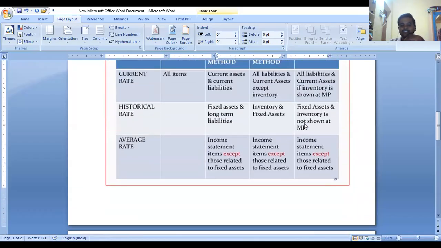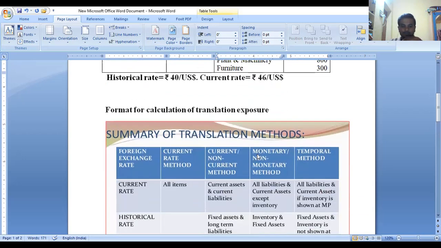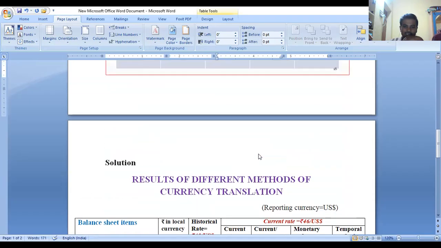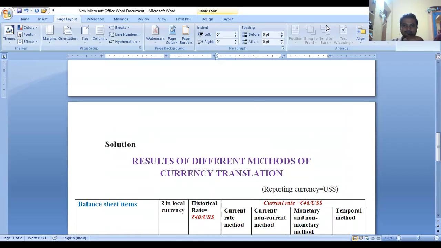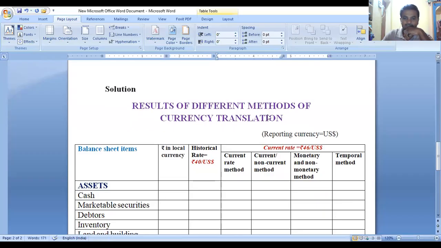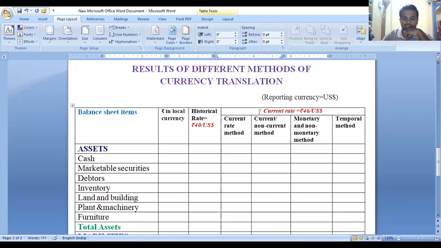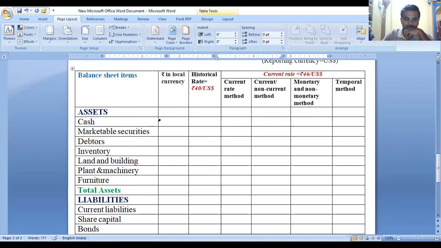So we can find the solution, whether it is a gain or loss, by using the current rate method, the current and non-current rate method, the monetary, non-monetary method or the temporal method, on the basis of these procedures. We can write the solution here. First, we need to write the results of different methods of current translation exposure. Here, as I told you, India is the subsidiary company and USA is the parent company. So now we need to draw it.